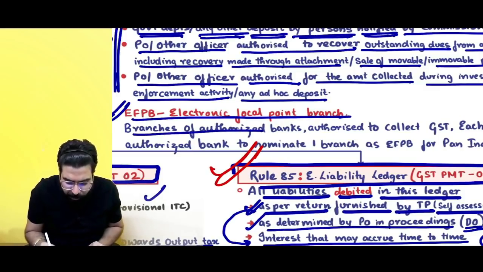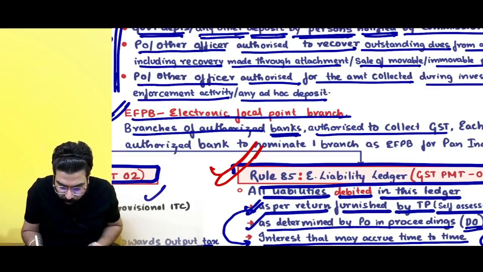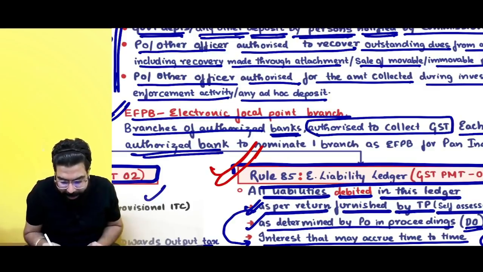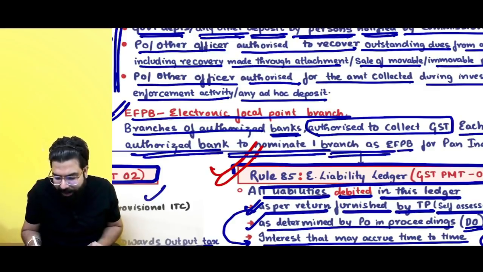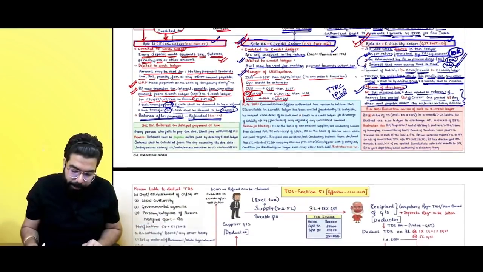EFPB: branches of authorized banks, whichever banks are authorized to collect GST, each authorized bank is to nominate one branch as the electronic focal point branch on a pan-India basis. Done, sir. Point is clear.